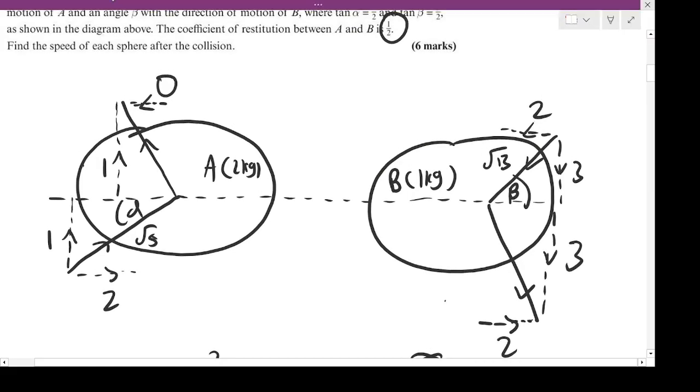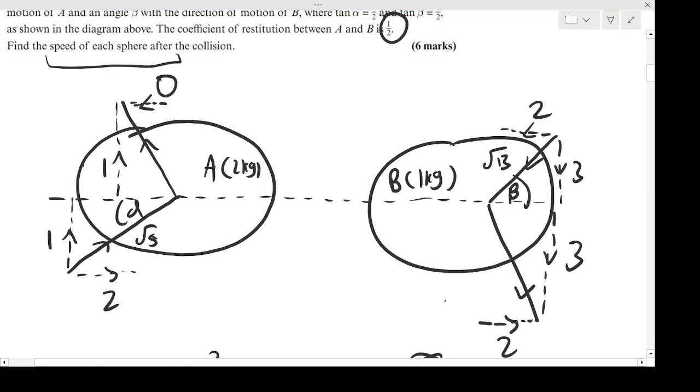Okay, so now it wants me to find the speed of each sphere, so we're pretty much done, right? So to find speed afterwards, we've got the overall velocity, we find the speed by doing the Pythagoras, right?